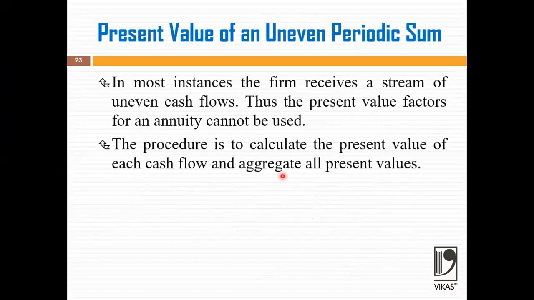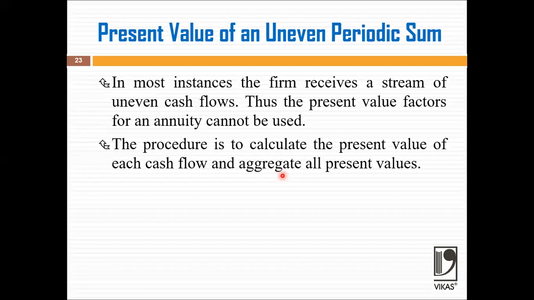Right. Present value of uneven periodic sum, right? So up to now we have discussed circumstances where we pay or deposit the same amount of money in the same interval period of time. That's why we have calculated annuity, right? But all the times it is not practicable. So sometimes we pay 3,000, next month we pay 2,000, 2,500, 5,000. So based on our ability, we deposit our money to the bank.